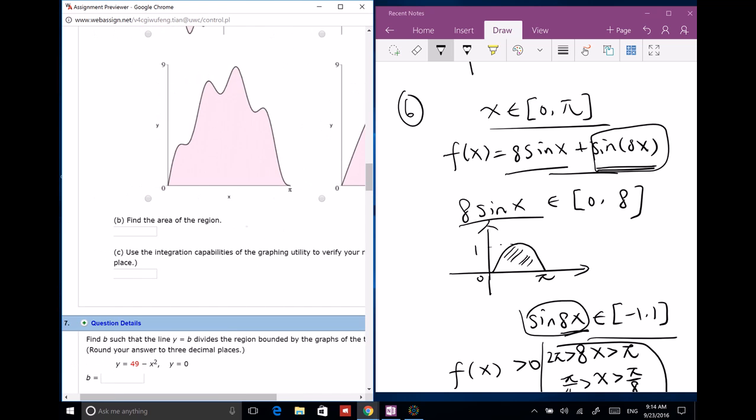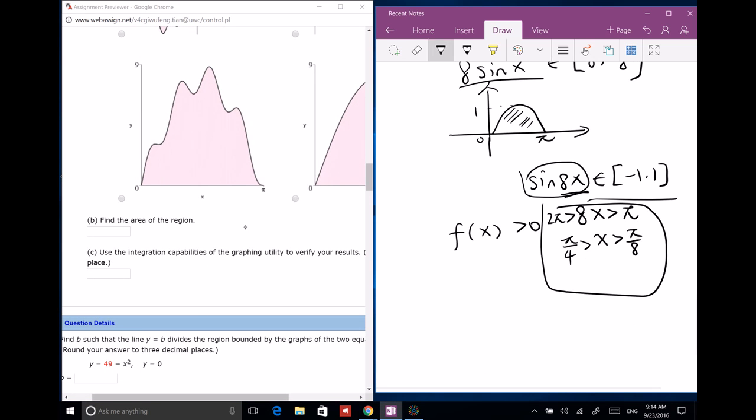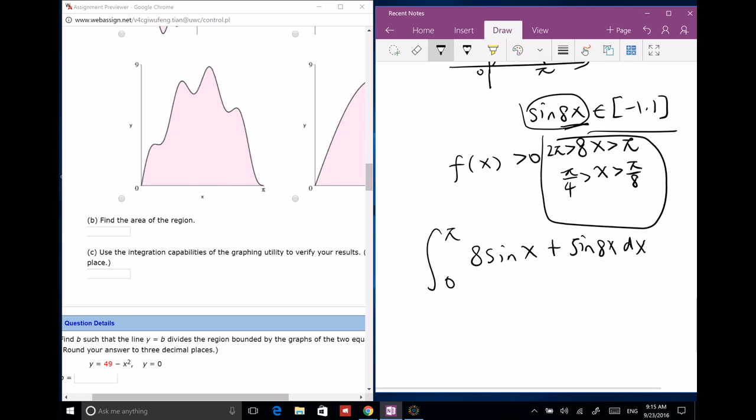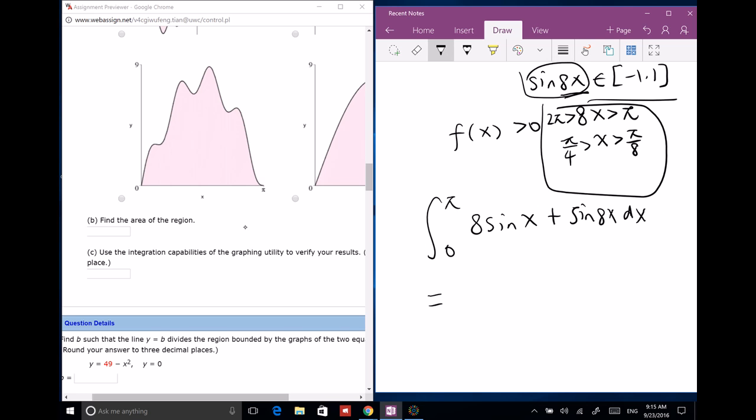Alright, so now part b is find the region. Then the region is just from 0 to pi, the integral of 8 sine x plus sine 8x dx. Well, this is a very simple function. The antiderivative of 8 sine x is negative 8 cosine x from 0 to pi, plus the same thing for this one: negative cosine 8x divided by 8, from 0 to pi.